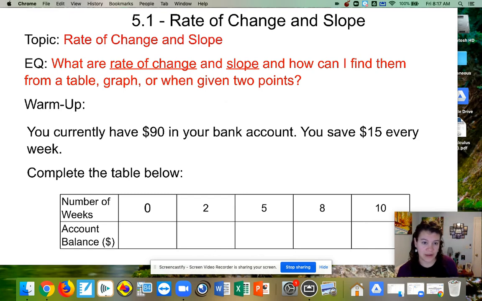All right, so we're going to start chapter 5. So, rate of change and slopes. We're going to talk about what are they, and then how can you find them from a graph, a table, or when you're given 2 points. So, as a warm up, pause the video and work on this problem.